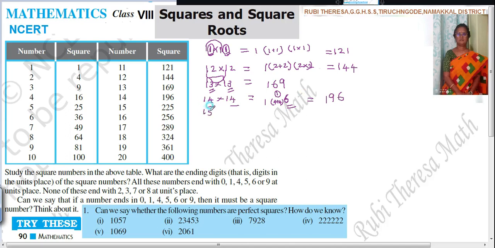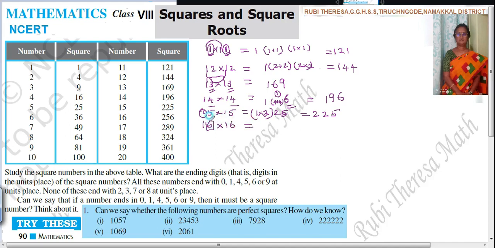Next 15 into 15. There is a shortcut method for numbers which are ending in 5. In Vedic Maths I taught the method, isn't it? 5 means what? The last 2 digits are 25. Then what is the successor of 1? 2. You have to multiply these two: 1 into 2 is 2. Then 25. 225.